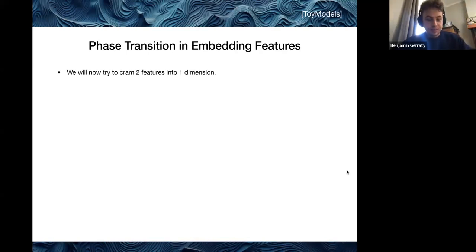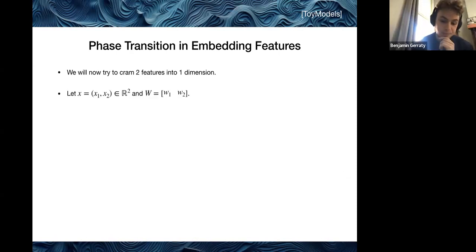So we're going to see that if you look at this very low dimensional example of trying to shove 2 features into 1 dimension, so you've got just a straight line, and then you're trying to embed 2 vectors into this 1D space. We're actually going to see a phase transition, a discontinuous decision, in whether it decides to embed the feature or not.